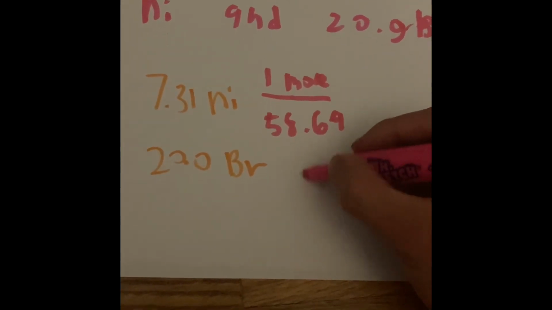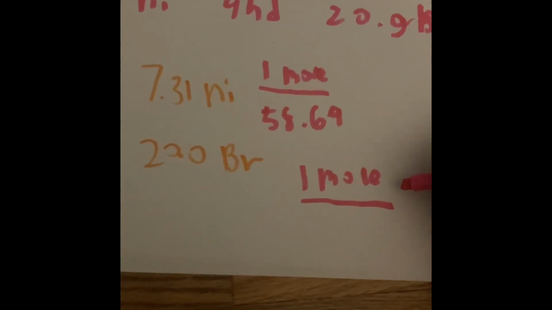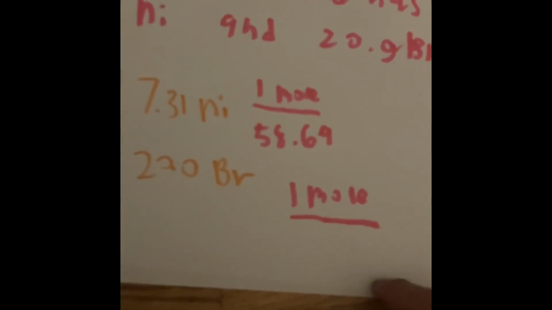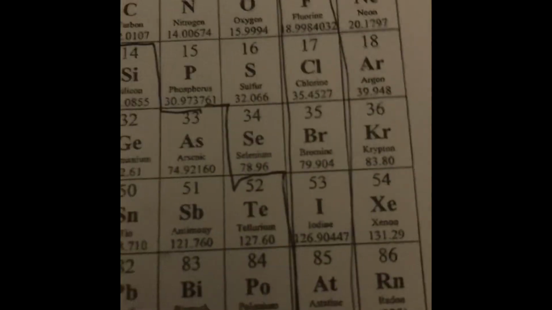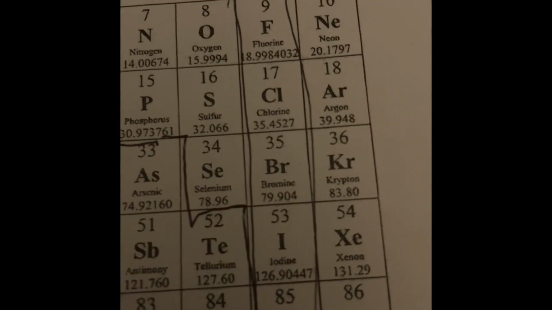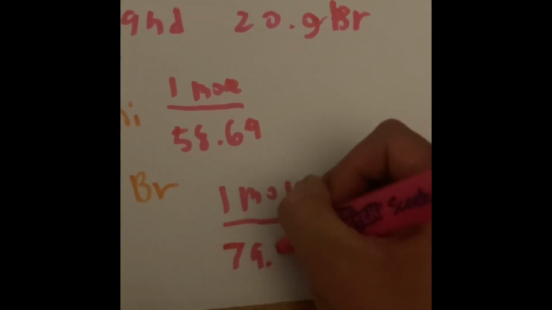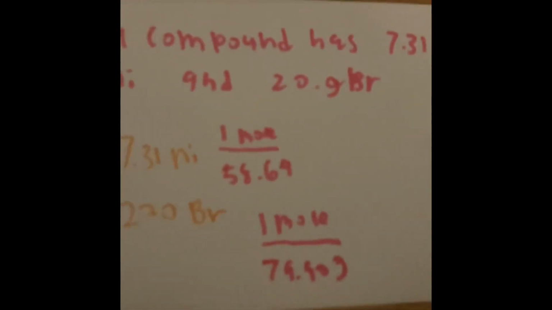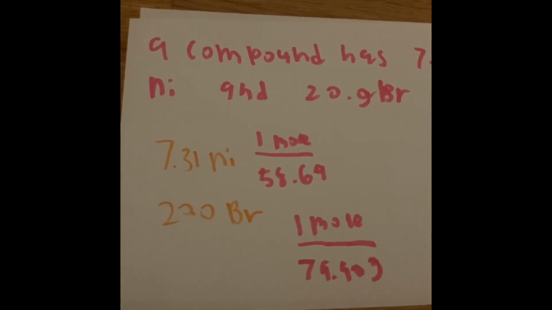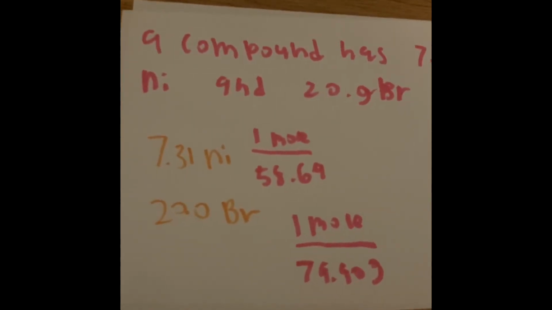Now we have to do that for the other one. 1 mole for bromine, here's bromine, is equal to 79.90. These are the molar masses, so if I had a mole of nickel, it would weigh 58.69 grams.